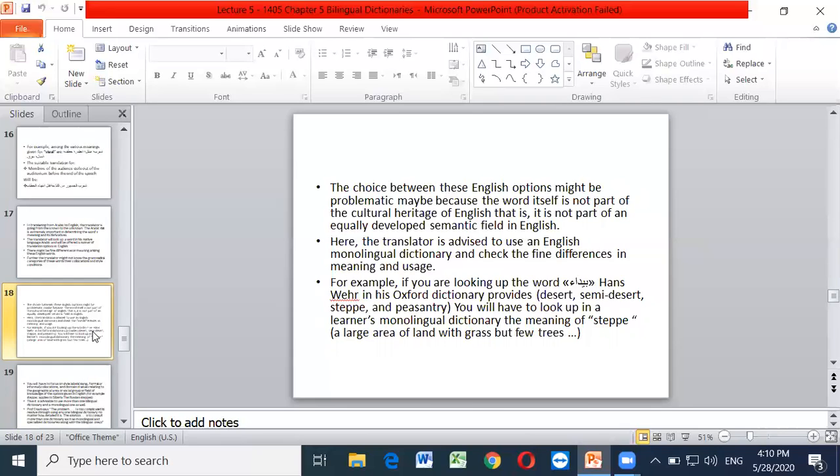For example, if you are looking up the word bayda', Hans Wehr in his dictionary provides desert, semi-desert, steppe, and peasantry. You will have to look up in a learner's monolingual dictionary the meaning of steppe. By the way, students, I myself did not know the meaning of steppe, so I had to check it in Oxford Advanced Learner's, and it came out as a large area of land with grass but few trees.